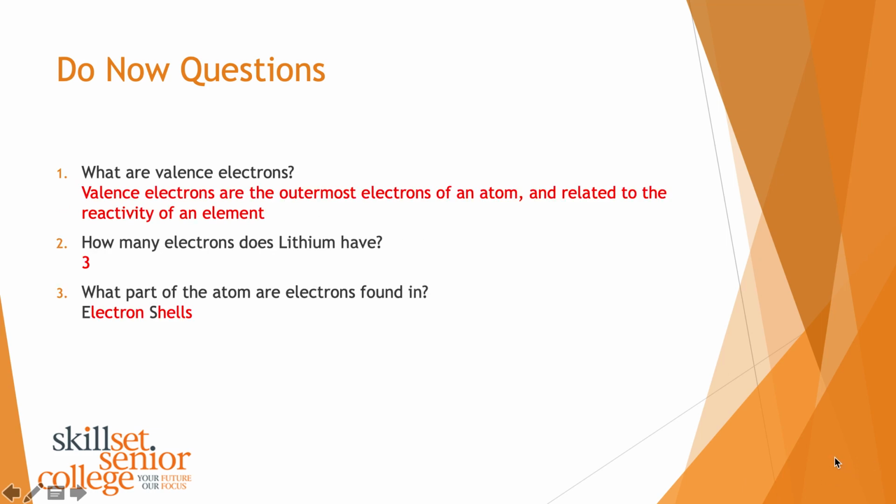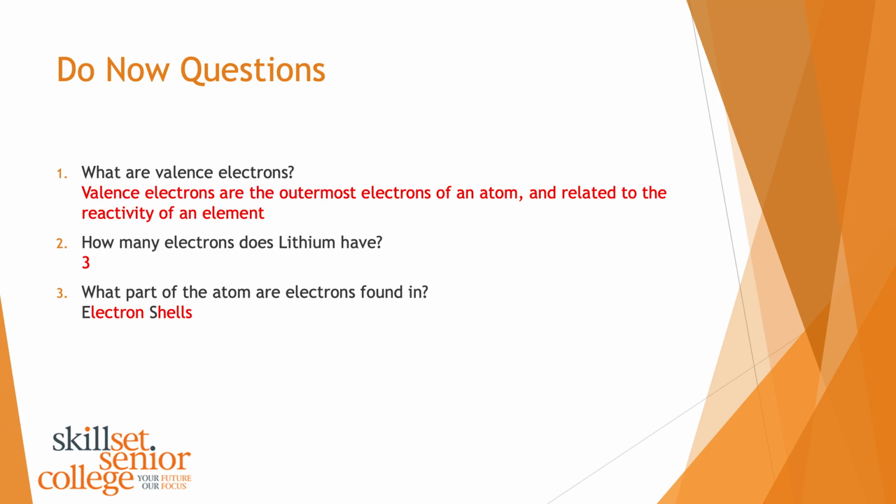Okay. What are valence electrons? Well, valence electrons are the outermost electrons of an atom and related to the reactivity of an element. So we discussed that briefly in the last lesson, and we're going to talk about that in more detail today.